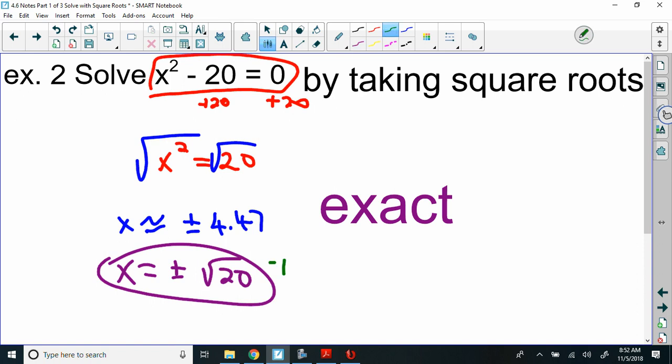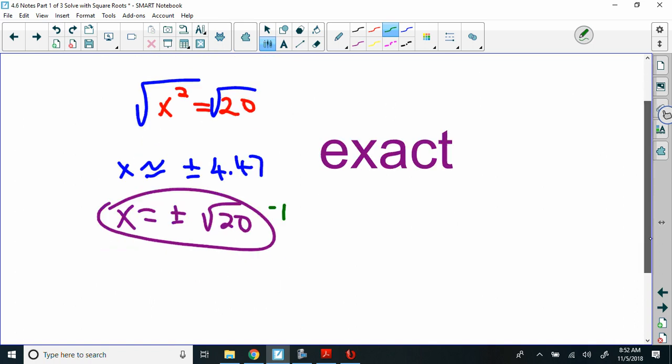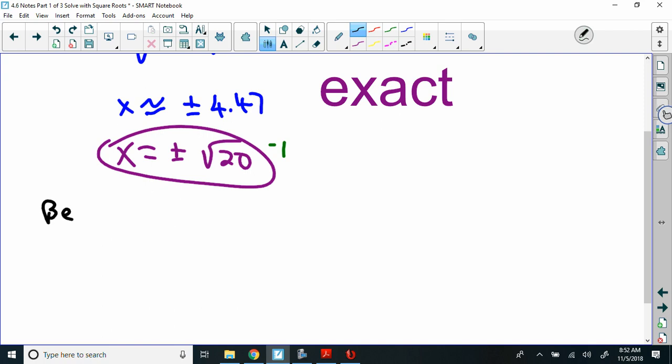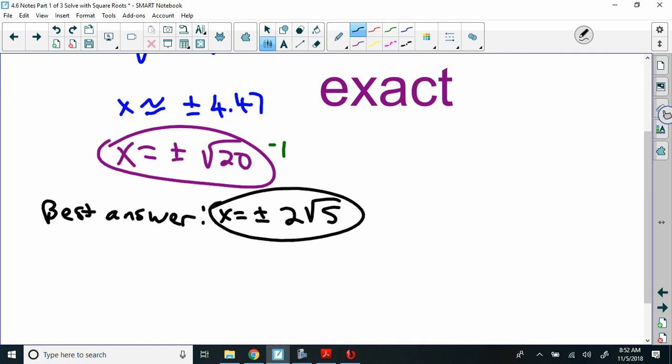So does anybody think they know what the answer is in simplest radical form? You don't have to put it in a fraction, but you do have to break apart the radical and simplify the square root. Anybody remember doing that? Two over the square root of 5? Not quite, but you're onto something. It's 2 times the square root of 5. So x equals plus or minus 2 times the square root of 5. That's it. Nice.